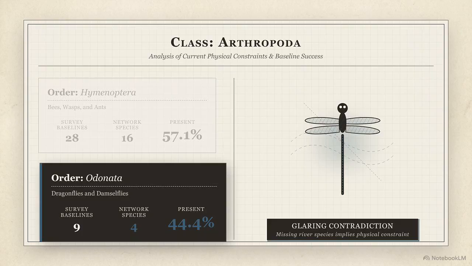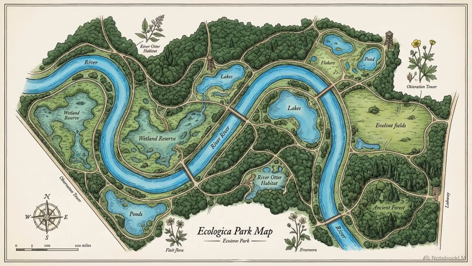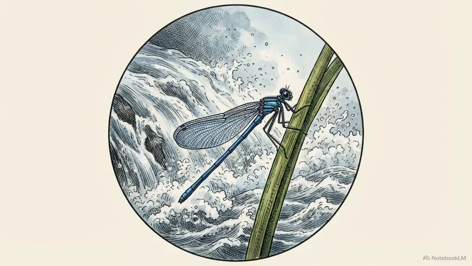Contrast this with the Odonata. Only 4 species of dragons and damsels were recorded. This is a glaring geographical contradiction, because the entire ecological network is anchored by a continuous, prominent river. The absence comes down to a specific biological breeding requirement that is strictly incompatible with this environment.